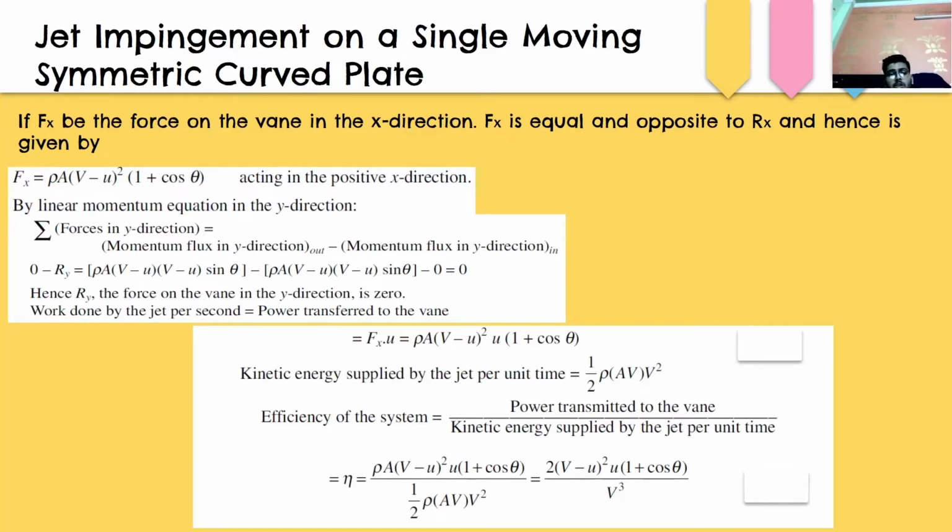Now the efficiency of the system is the power transmitted to the vane upon the kinetic energy supplied by the jet per unit time, which is equal to rho A relative velocity squared u into 1 plus cos theta, which equals 2 (v minus u) squared u (1 plus cos theta) upon v cubed.